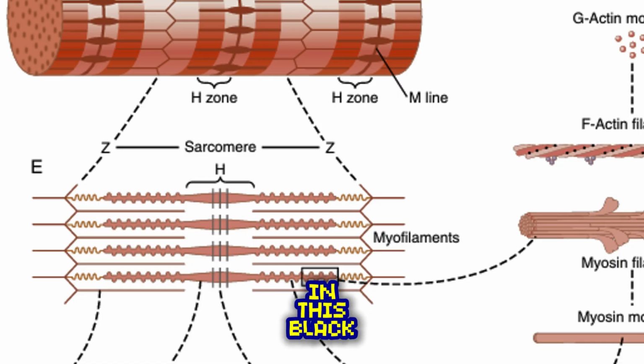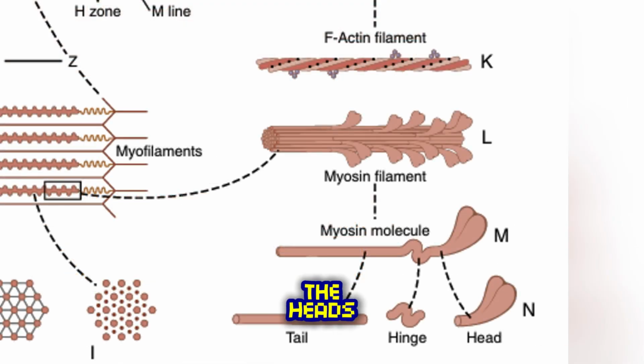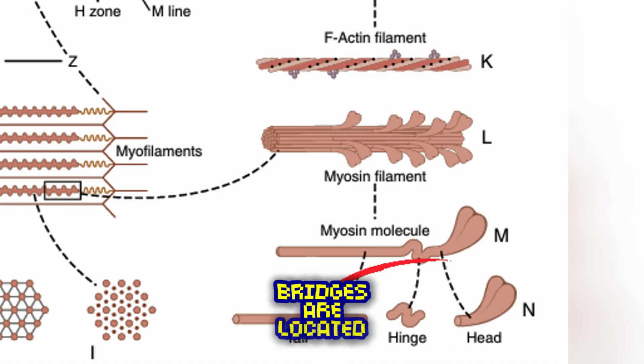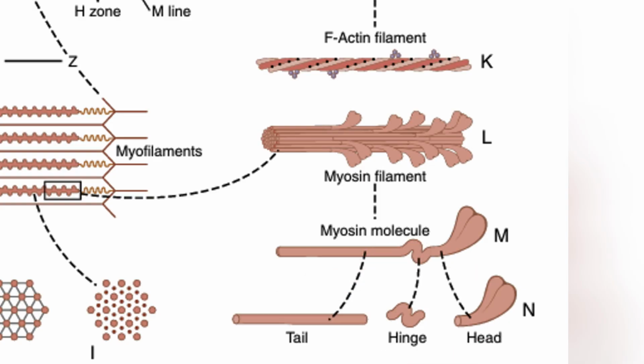In this black box, you can see the heads of the myosin cross bridges. Tail of the myosin, the straight region. Hinge, flexible part. Head, where the cross bridges are located. These heads are the ones that pull the actin to produce contraction.